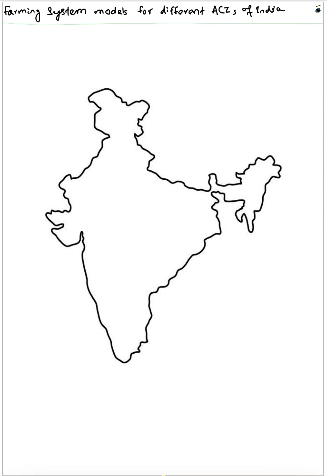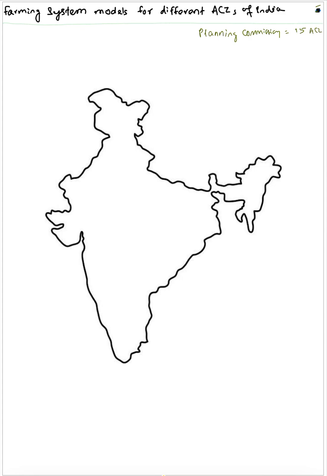So today we are going to study different farming system models for different agroclimatic zones of India. First of all, coming to different farming system models, you should know how many agroclimatic zones are there in India. And as you know, with respect to the Planning Commission, we have 15 agroclimatic zones.